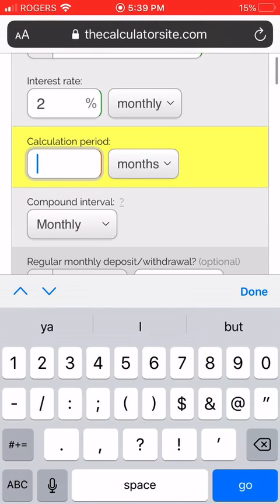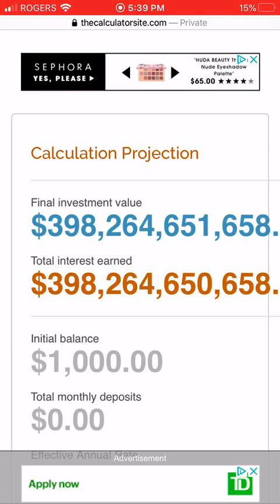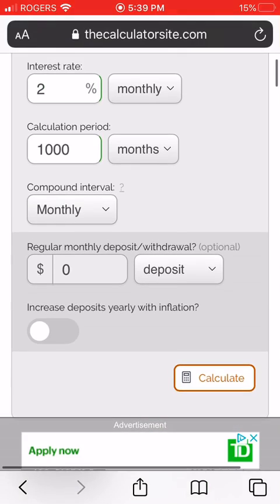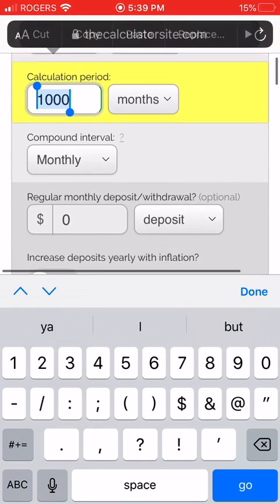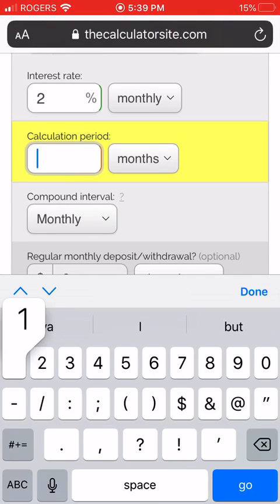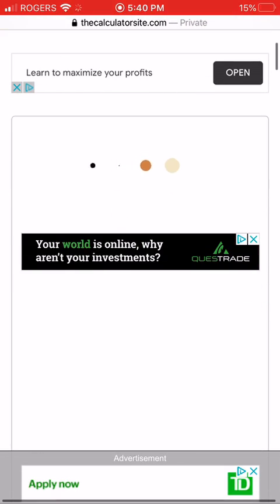Now you want to put in 1,000 days, right? Because time. $398 million. Let's see how many days we got to do at 2% before we're a billionaire. Hey, I can be a billionaire. Who says I can't? I want to be a billionaire. Who knows? Maybe I'll become a billionaire.